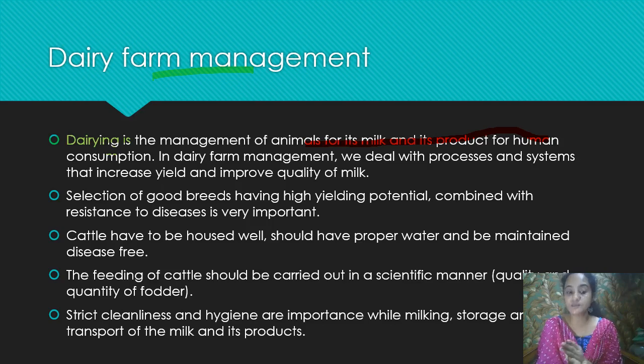Then the next point is that they should be kept in a place where they get proper water, and the conditions must be disease free. Clear? Then the other one is the feeding of the cattle. The feeding should be done in a scientific method. That means we have to see how many nutrients are required for the production of the specific product. If you want milk production, what is the main nutrient we have to add in their fodder? These things have to be controlled in a scientific manner. Then comes cleanliness, then comes hygiene.